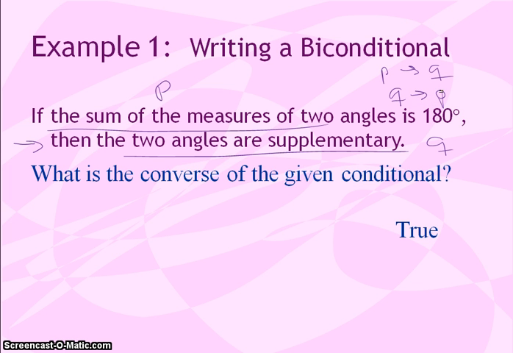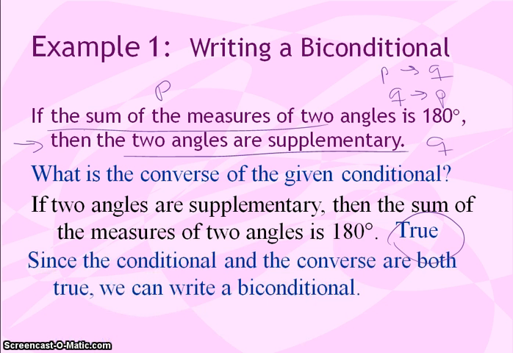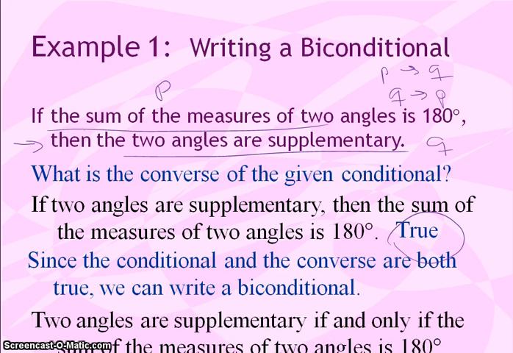So let's see. If two angles are supplementary, then the sum of the measures of the two angles is 180 degrees. Well, this is true. So in this case, we have a true conditional, we have a true converse, therefore we have a true biconditional. And the way we write it is two angles are supplementary if and only if the sum of the measures of the two angles is 180 degrees.